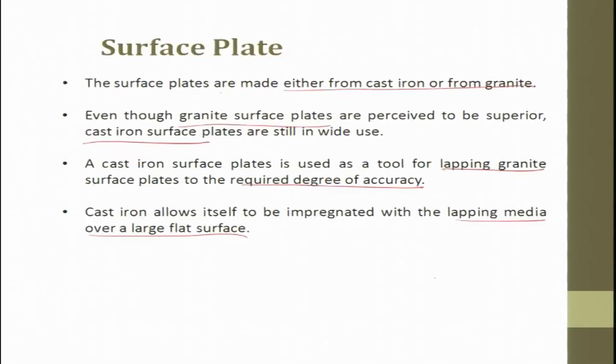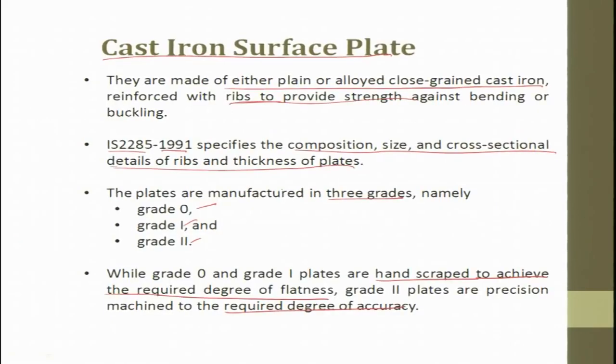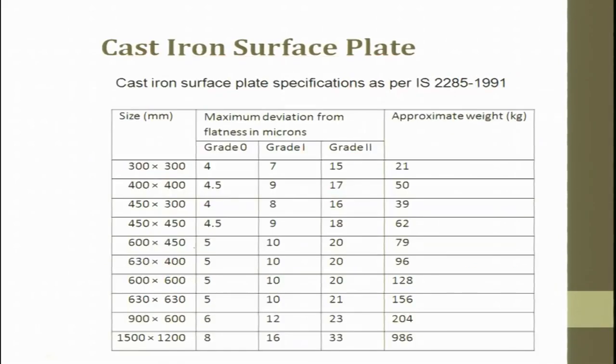Scraping is an operation wherein we try to make this surface flat. What we do is we try to make dents and remove material, and then we apply Persian blue, try to figure out the uniformity of the pits, and with that we come out with the flatness of the surface. So, these two grades are done by scraping. The accuracy is very high when you go to grade 2. So, these are the dimensions which are available, these are the grades. You can see maximum deviation in flatness in microns: 4 microns, 15 microns. Okay. Approximate weight, you see it is very heavy, very heavy. So, this is as per the standard.